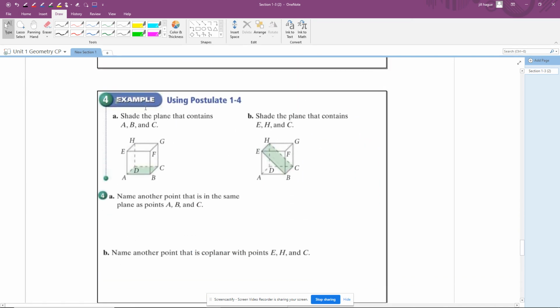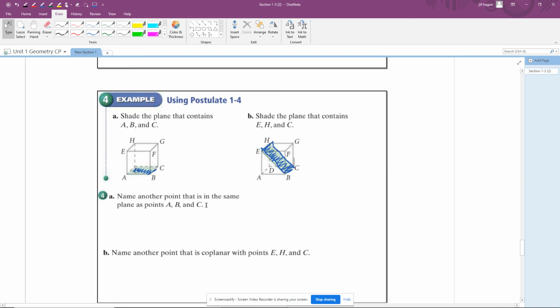Okay. Shade the plane that contains A, B, C. That is right here, right? The bottom. Shade the plane that contains EHC. So that's a tricky one because it's an internal plane, right? It's this one here. It's this diagonal because it's EHC. There's that plane right there. Okay. So maybe try number 4A and B. Pause it and come back and let's take a look at the answers.